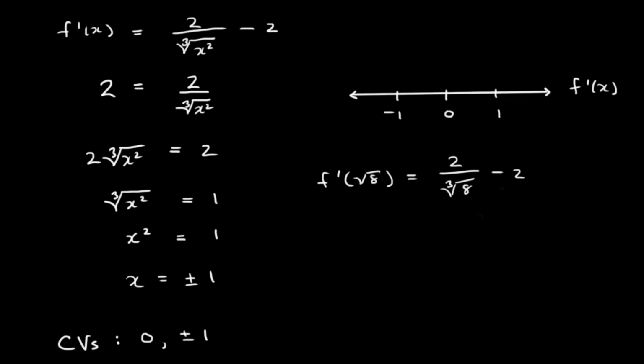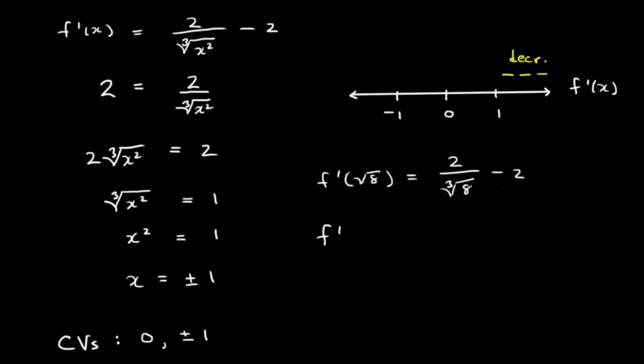So that's going to be 2 over 2, so that's going to be 1 minus 2. So we have our first region. We know our function is coming down, it's decreasing here. So 1 down. So let's stick with the root 8 theme, and we'll go to the negative root 8, and I guess the very leftmost region.